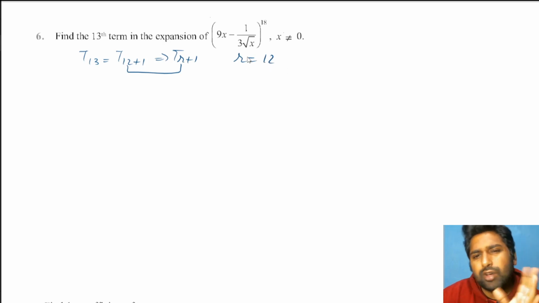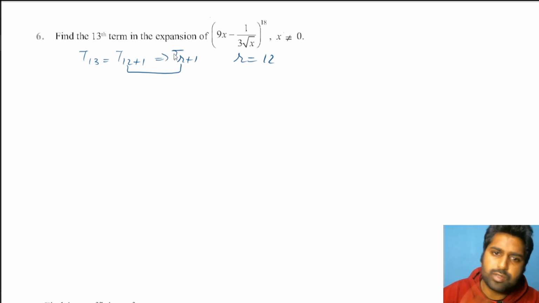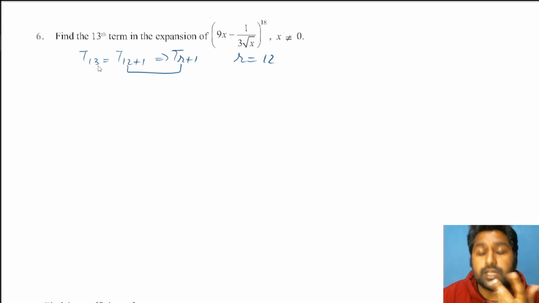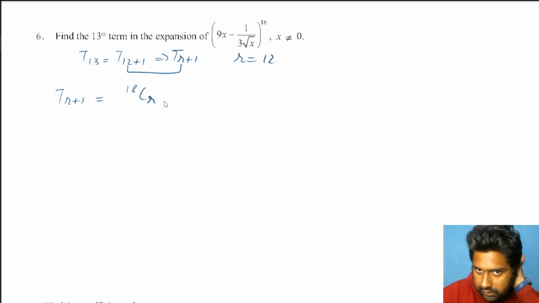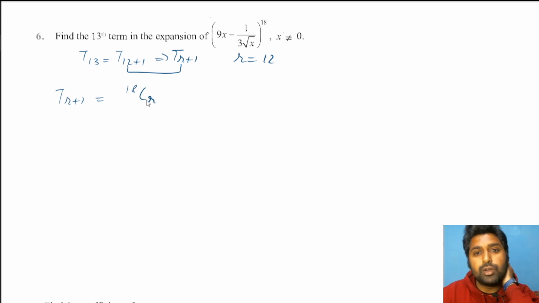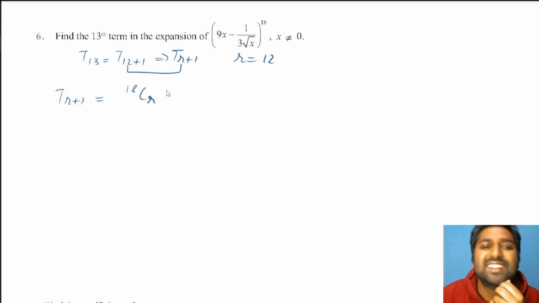So basically r is always 1 less. You don't have to do this every time. If he is asking for the 13th term, r is 12. If he is asking for the 5th term, r is 4. r is always 1 less than the term he is asking. So first we need the general term T(r+1), so 18Cr. This time you'll have to calculate 18C12.